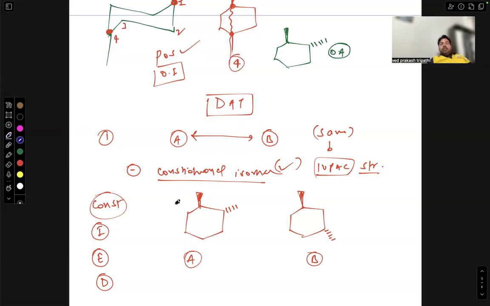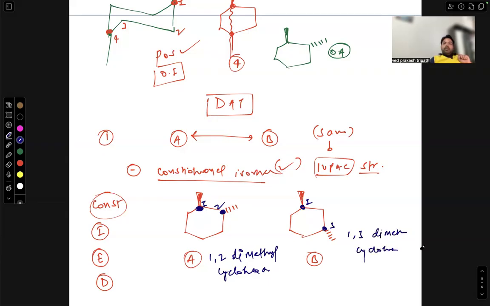I told you, look at the compound, look at the groups. This is 1-2 position. The chains are at 1-2 position. And here this is 1-3 position. There is a difference in the naming. The name of the first compound would be 1,2-dimethylcyclohexane. And this is 1,3-dimethylcyclohexane. So whenever you have a different name, it means the structure is different, and that is always a constitutional isomer.